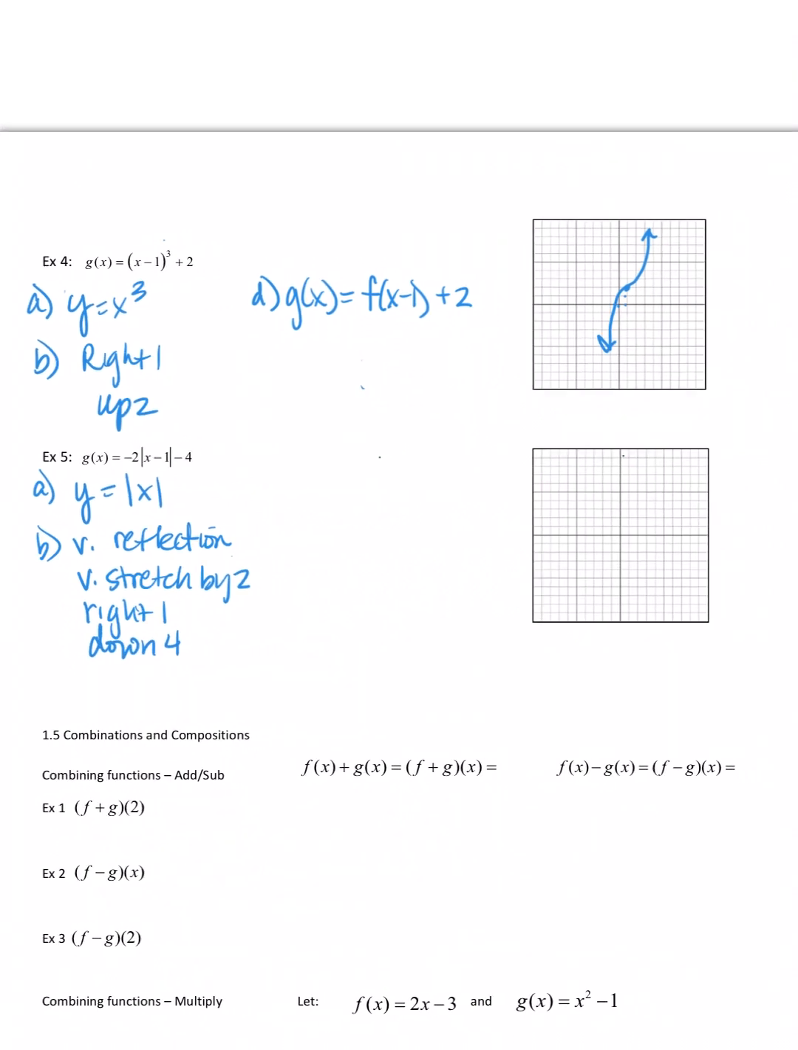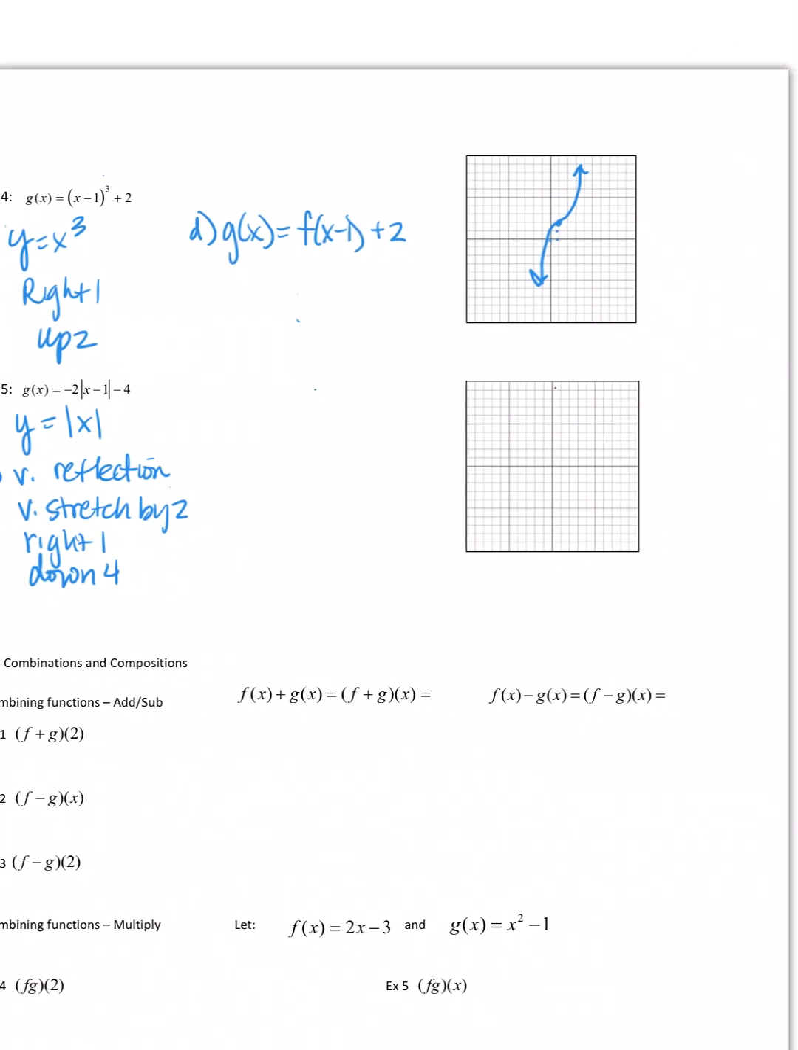Okay, so absolute value is a V, right? So let's move my vertex right 1, down 4. And the vertical stretch by 2 just means a slope of 2. So you're going to go down 2 over 1, down 2 over 1, but you go in both directions because it's a V. So it looks like that, a little skinny V.